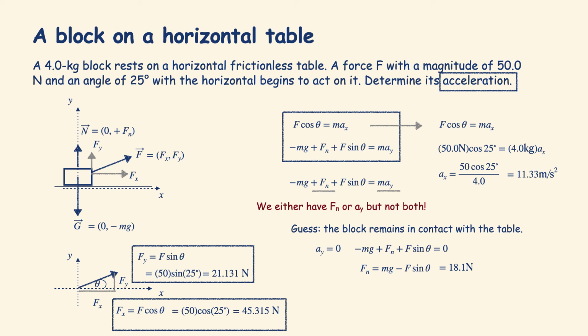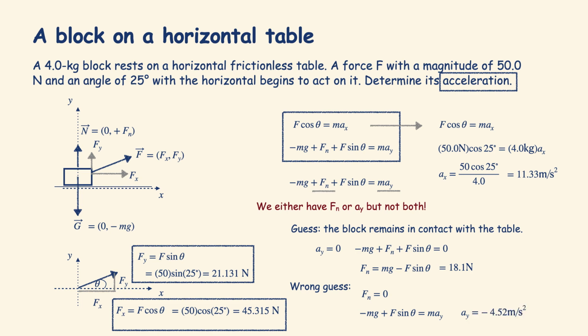Now, if you're curious to say, well, what happens if we guessed wrong? What if we guessed that we had some y component for the acceleration and the block was off the table? So let's see what happens. If you guess that the normal force is 0, and then we have some y component for the acceleration, the equation then is minus mg plus F sine theta has to be equal to may.